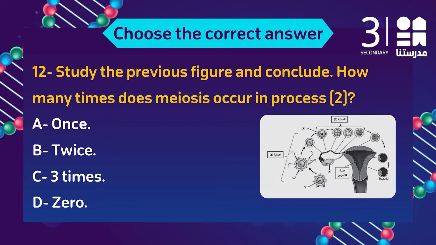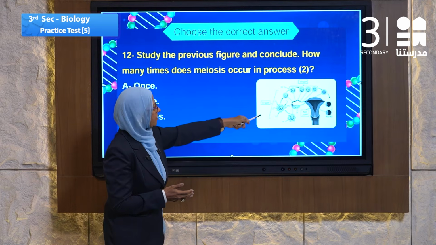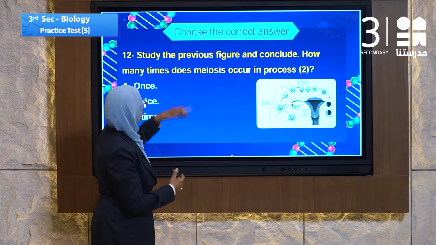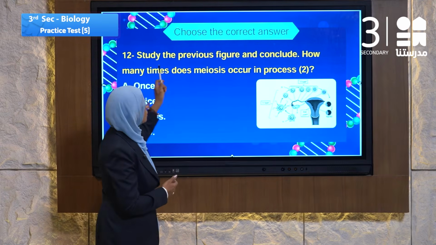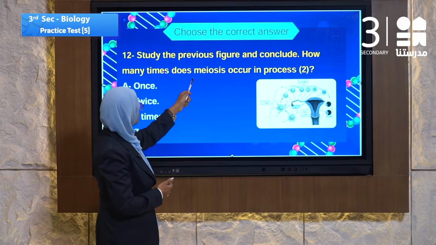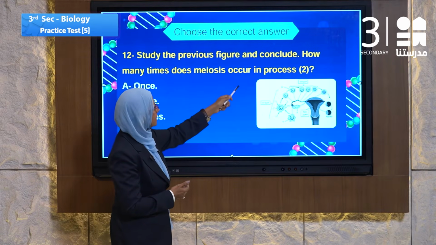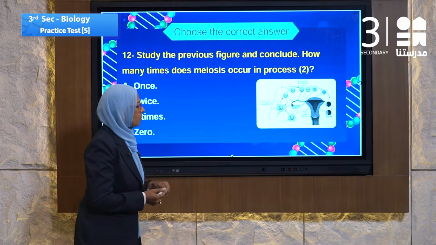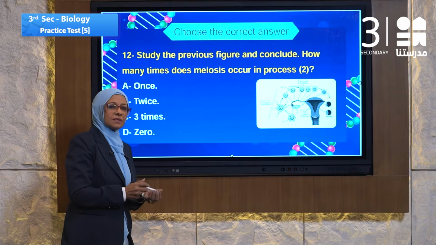Let's go to the 12th question. The 12th question has a figure. We discussed this figure before, at the 3rd or 4th mock maybe. Let's see what the questions are. It must be different from the other. Study the previous figure and conclude. How many times does meiosis occur in the process 2? What is the meaning of meiosis division?